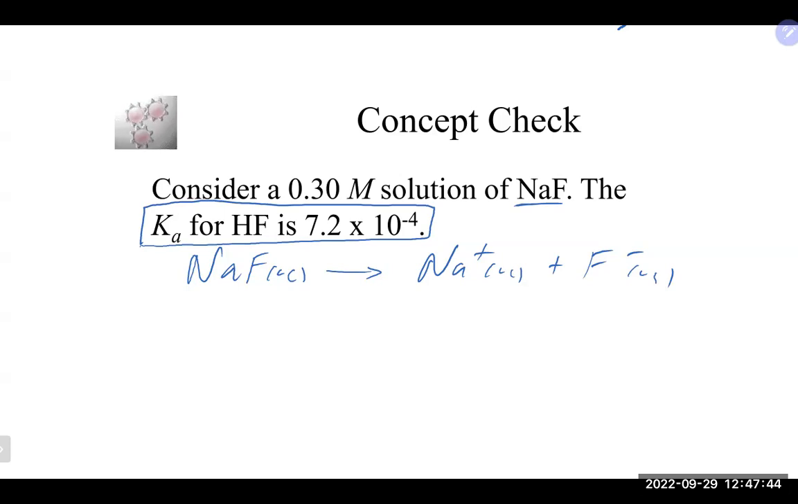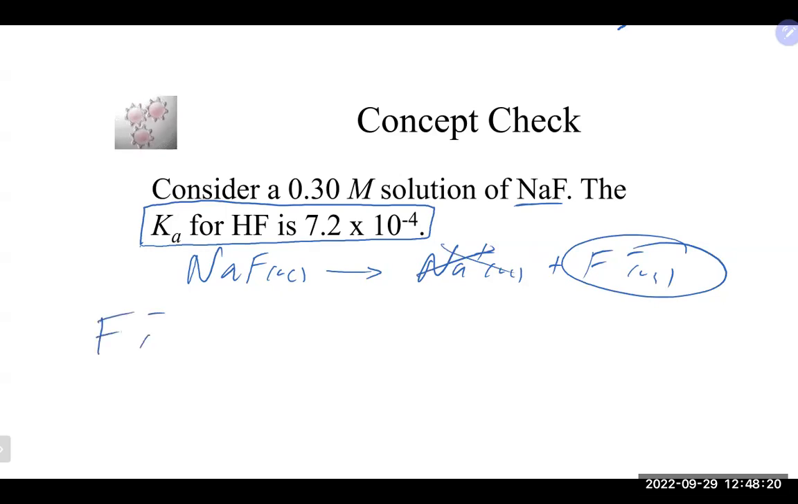That would imply that HF is what type of acid? It's a weak acid, right? And most likely the F minus came from HF. So that tells us automatically that we're going to have some hydrolysis happening here, and it's really the F minus that's going to go through it. The nice thing is it will also help you with the reaction that should take place. By the way, the sodium will not, because it's group 1, so it will not go through hydrolysis. So we're really just looking at F minus.